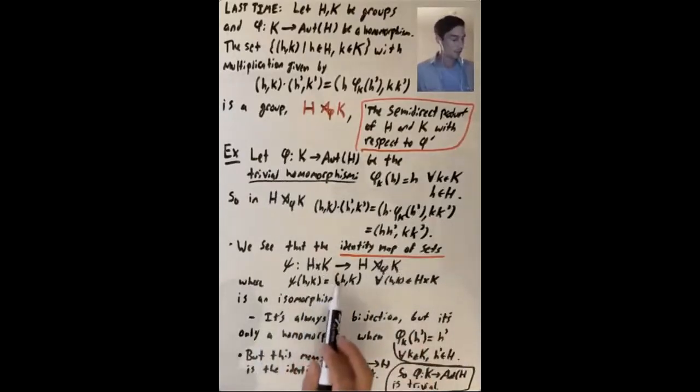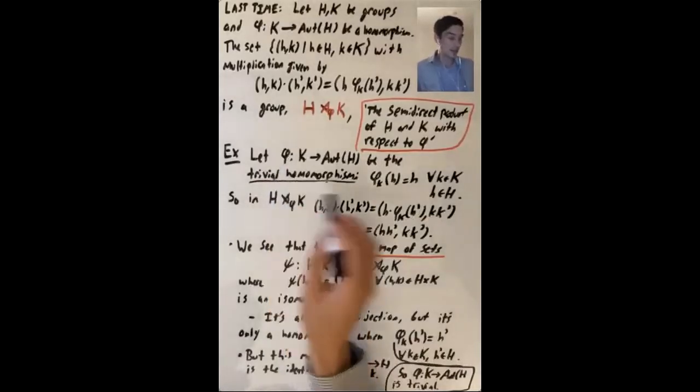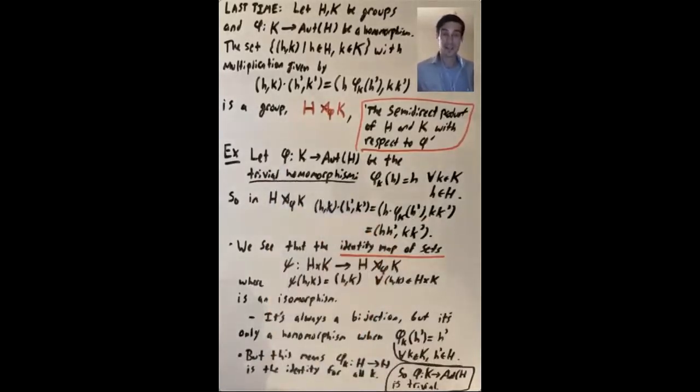So why is this an isomorphism? Well, it's always a bijection of sets, right? You can always take a pair (h, k) in this and send it to a pair (h, k) in this, and it's definitely a bijection because the underlying sets in these two groups are the same. But usually the multiplication is different. But in this case where you pick the trivial homomorphism, the multiplication is not different. So how do you check it's a homomorphism?